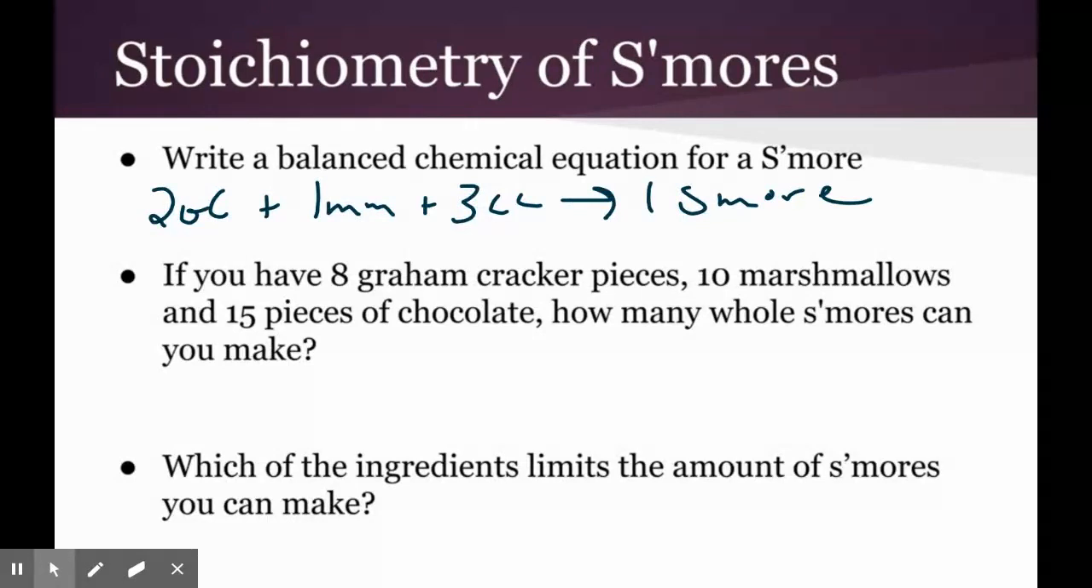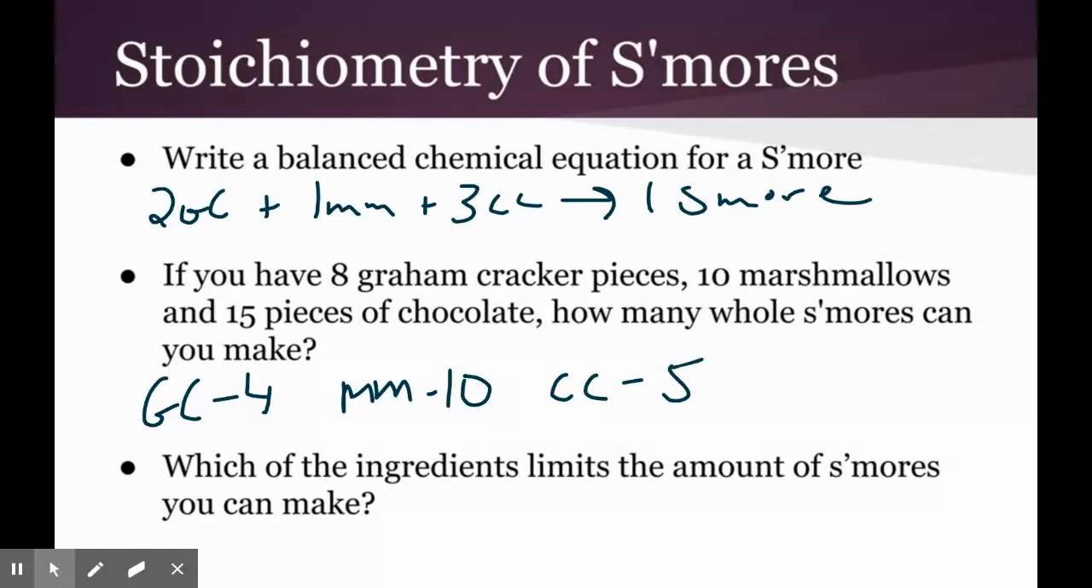If you have 8 graham cracker pieces, 10 marshmallows, and 15 pieces of chocolate, how many whole s'mores could you make? With the graham cracker pieces, you could make 4 s'mores. With the marshmallows, you could make 10 s'mores. And with the chocolate pieces, you could make 5 s'mores.